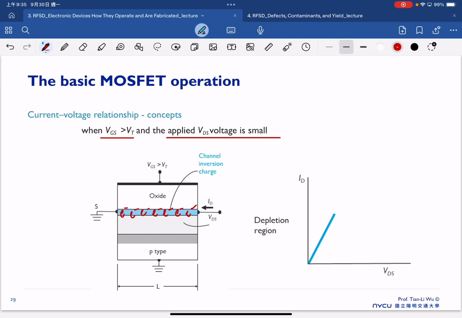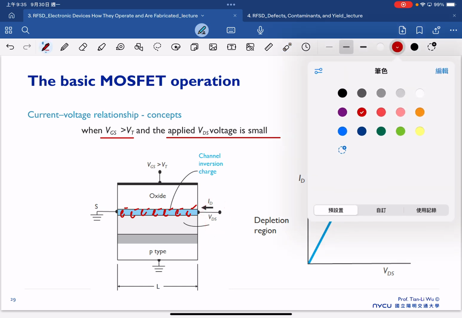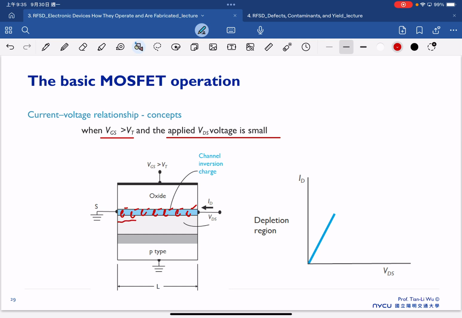This is because our VDS is very small, so we don't expect any influence from the drain side. At this moment, the channel will be mainly determined by the gate side, so mainly by the gate bias. But we still have the small drain bias applied, so our electrons can still flow from the left to the right-hand side. That would be our electron current.